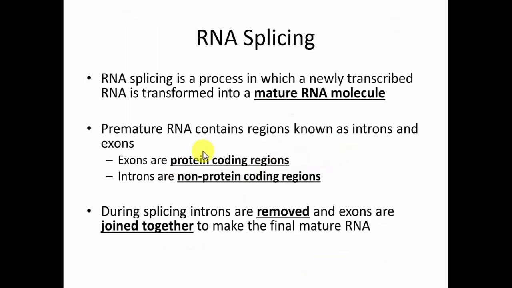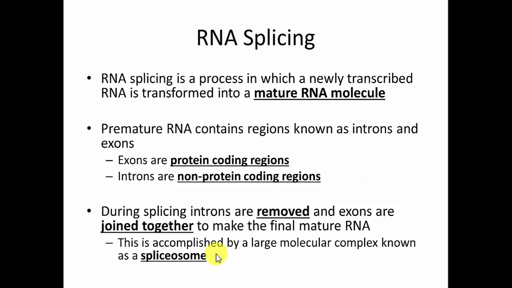So during splicing, introns are removed and exons are joined together to make the final mature RNA. The enzyme involved, well, actually, it's not an enzyme. It kind of is. It's actually just referred to as a molecular complex. But I won't trip you up on that. Just recognize what is responsible for RNA splicing is called a spliceosome, which kind of makes it easy to remember.